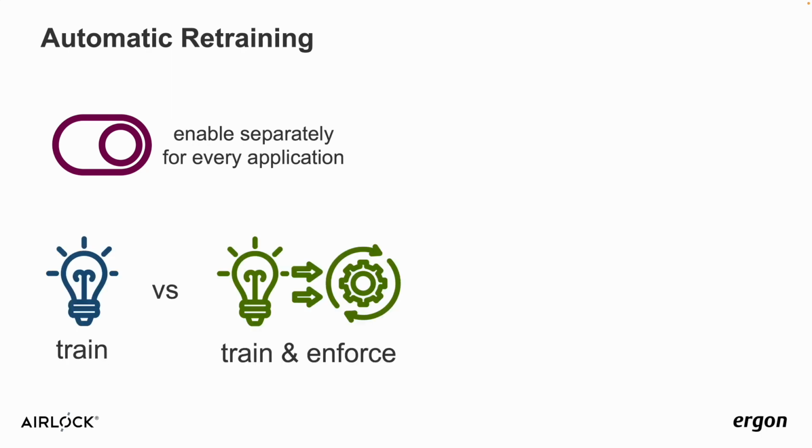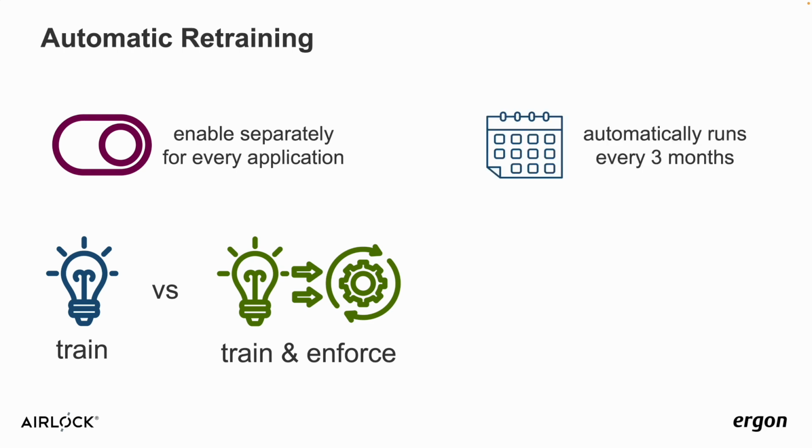A decision that you have to take is whether you're going to trust the Anomaly Shield 100% or maybe it's just 99%. You can decide whether you want to train only without enforcing the newly trained models, or you can have it automatically do everything for you, retrain, and immediately enforce the newly trained models at the same time. We do retraining automatically in the background every 3 months.